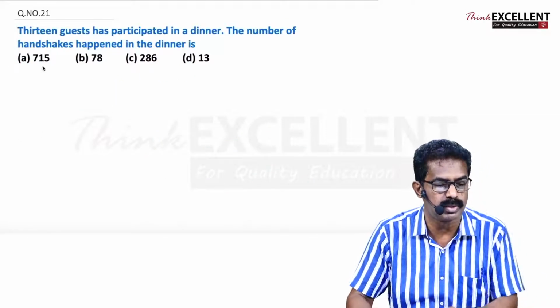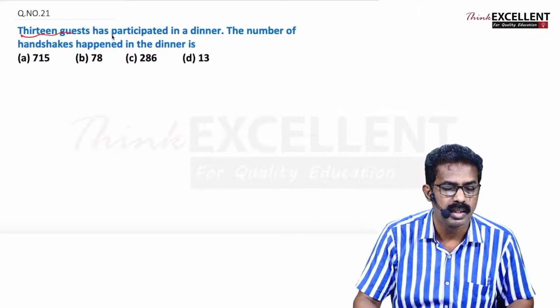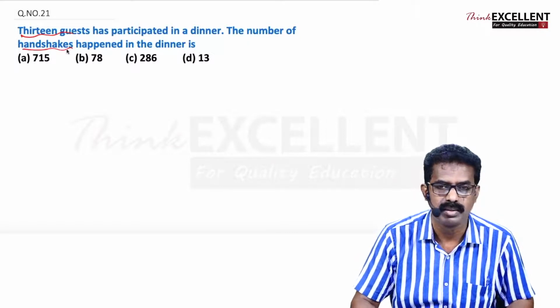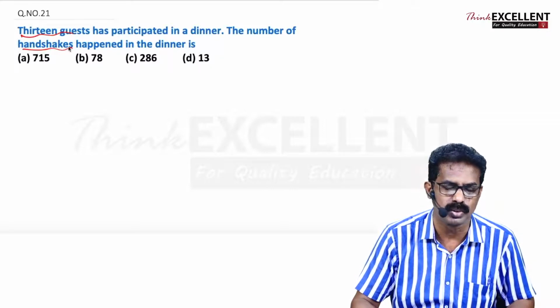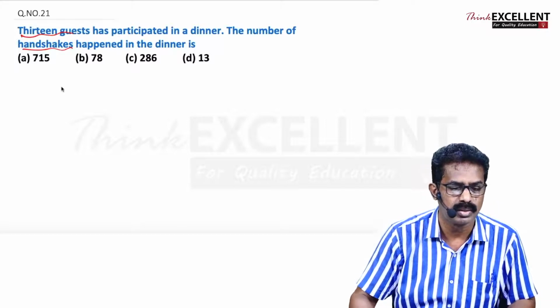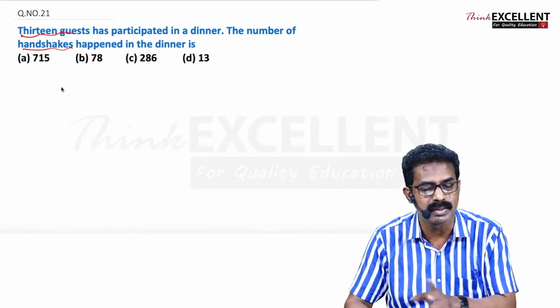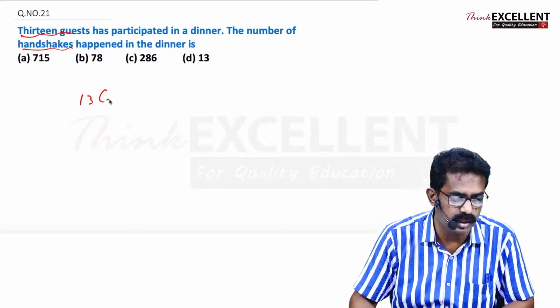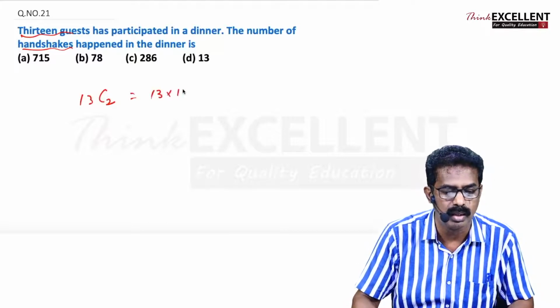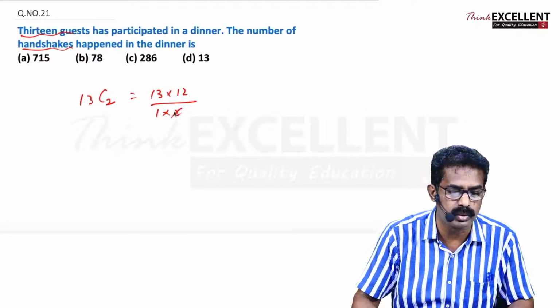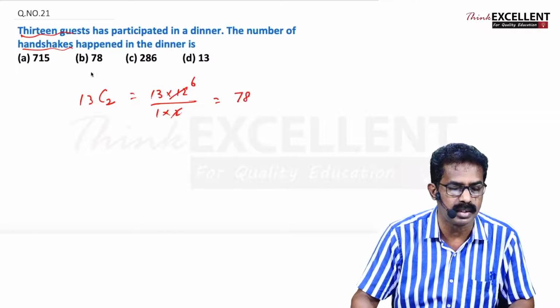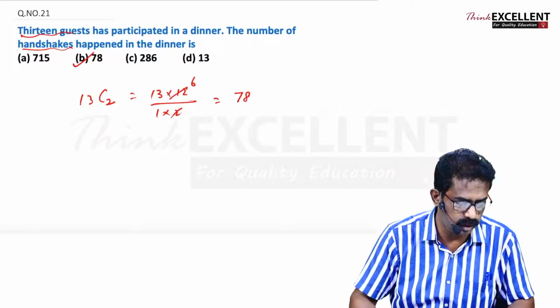Now question number 21. Listen carefully, very simple question. 13 guests have participated in a dinner. Number of handshakes. So for a handshake, how many persons you have to connect? 2, right? So 13 guests. So for a handshake, take 2 persons at a time. So it is 13C2. Okay, so that is your answer, 13C2. It is 13 into 12 by 1 into 2. So 2 twos you cancel, it is 6. So you will get 78. Yes, that's your answer.